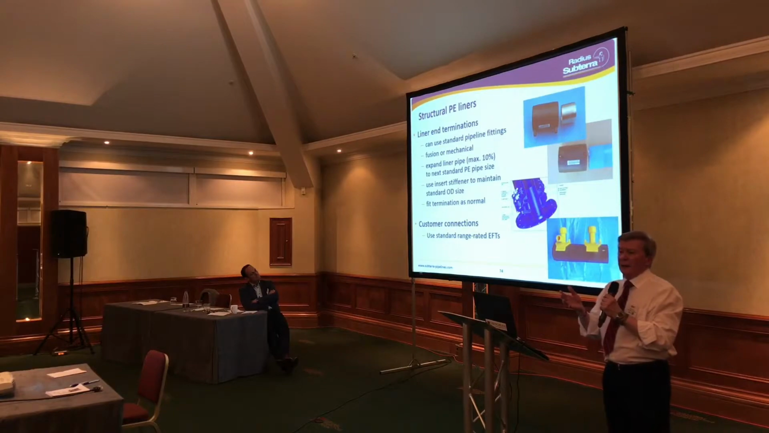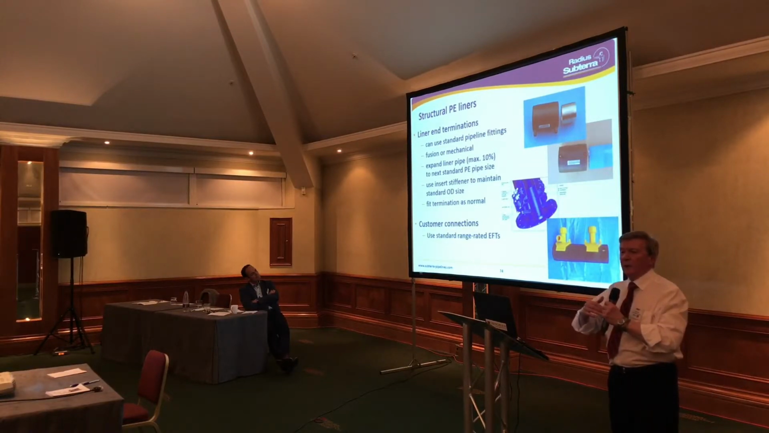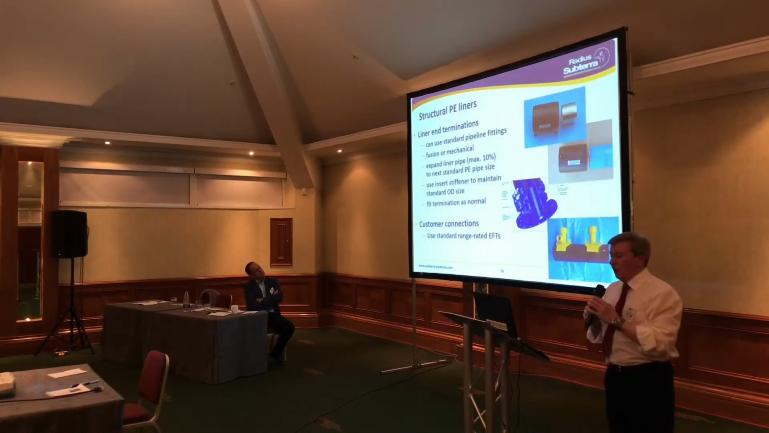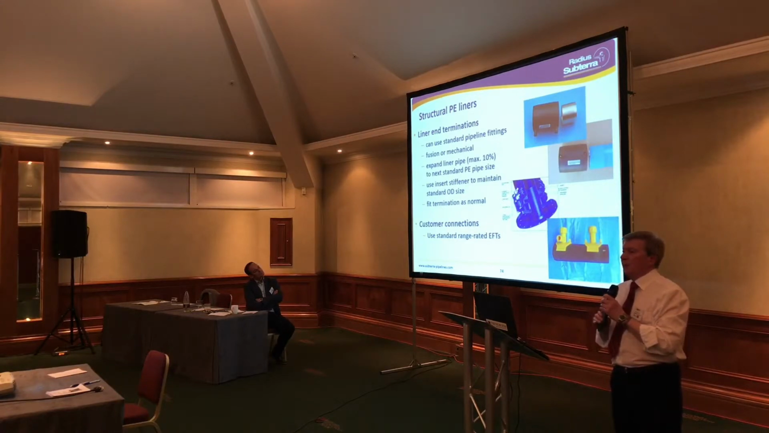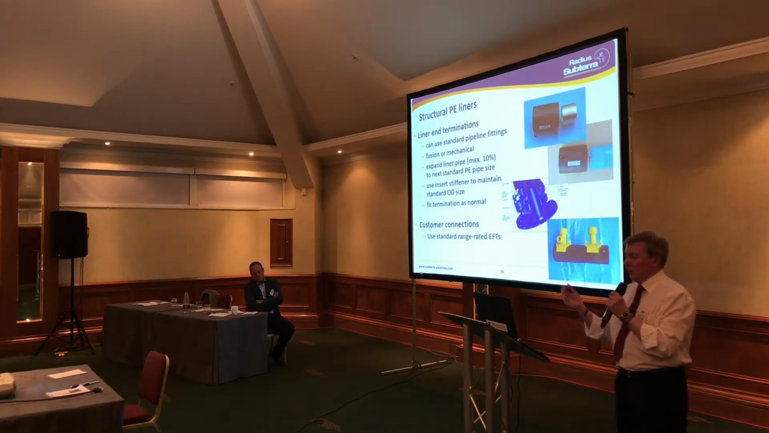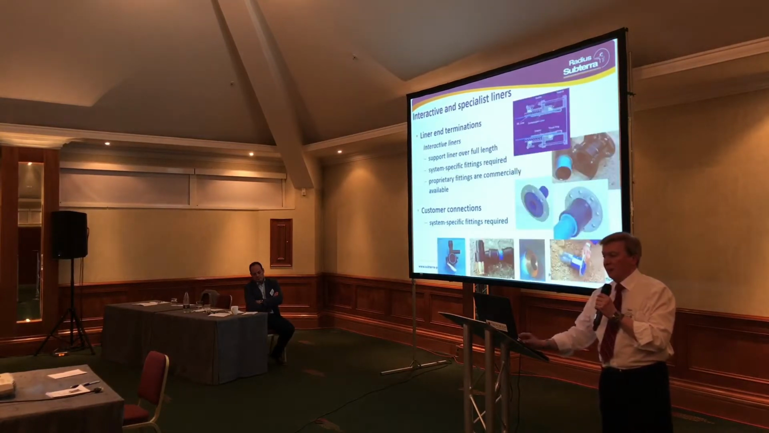For structural PE liners, we can use standard fittings, providing we can expand the liner pipe up to the next standard size of PE pipe. Providing that's less than 10%, you can put a stiffener insert inside it and then make a connection, either mechanical or electrofusion, in much the same way. In terms of the customer service connections, fortunately these days the pipe manufacturers have developed ranges of electrofusion tees which are diameter range rated, so it's quite easy to deal with that situation.